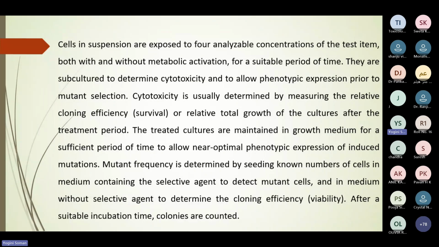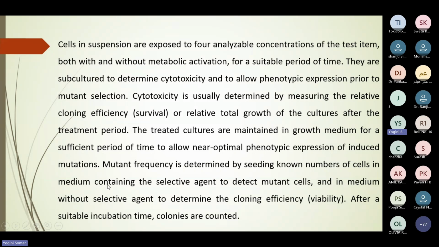If we consider only 3 hours of exposure with and without metabolic activation system, after treatment you can change the media on day 0. On day 1, you take a cell count, change the media, take a cell count again, and passage the cells. On day 2, that is 48 hours after the treatment, you can again seed the cells for the cytotoxicity determination as well as the mutant frequency determination.